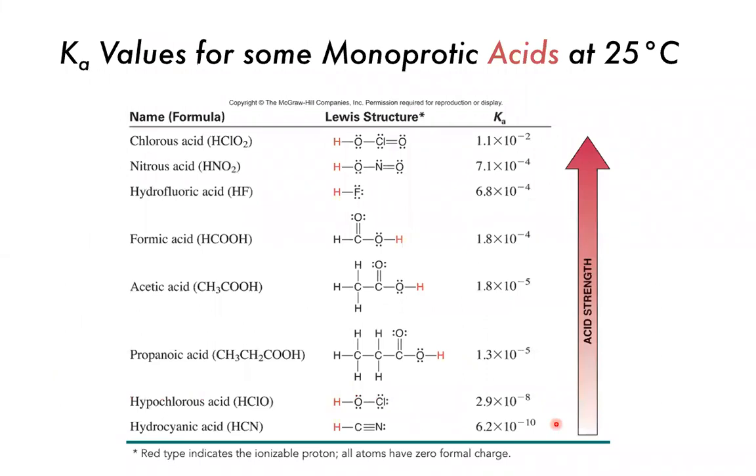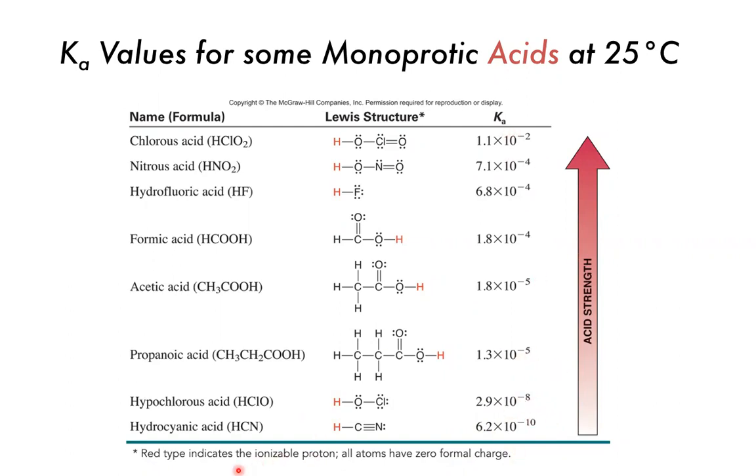So Ka values for some monoprotic acids at 25 degrees Celsius. Here is a table of some acids. We have the Ka values. For strong acids, we have very high Ka values, so 1.1 times 10 to the minus 2. But as those acids get weaker, such as hydrocyanic or hypochlorous acid, we can see that their Ka values are quite small. And this indicates that they have lower acid strength. We see here a range of about 8 orders of magnitude between the weak acids and the strong acids.